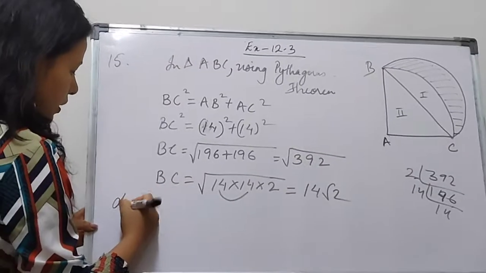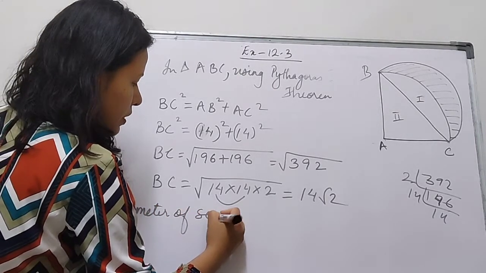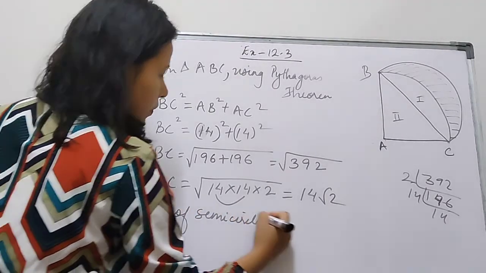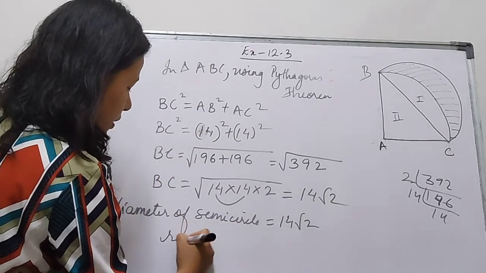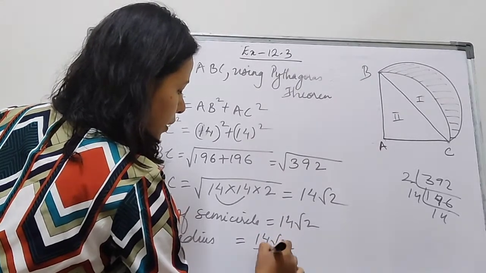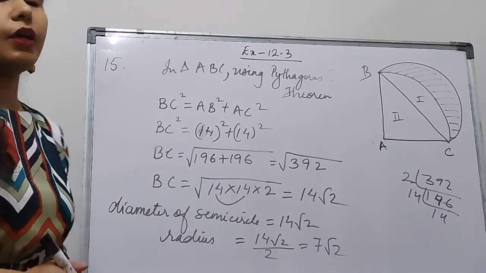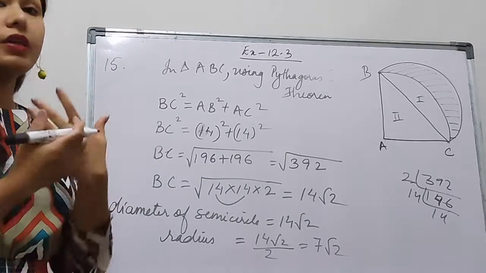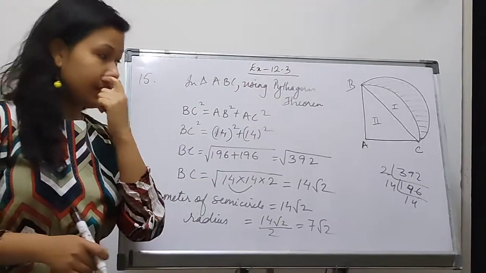Okay, this is the diameter of the semicircle, that is 14 root 2. Now we have to make it into radius. So what will be the radius? Radius will be equal to 14 root 2 by 2, that is 7 root 2. Now using this radius, again we need to find out the area of the semicircle. Then we'll subtract the area of the figure 1. Then we'll get the answer.